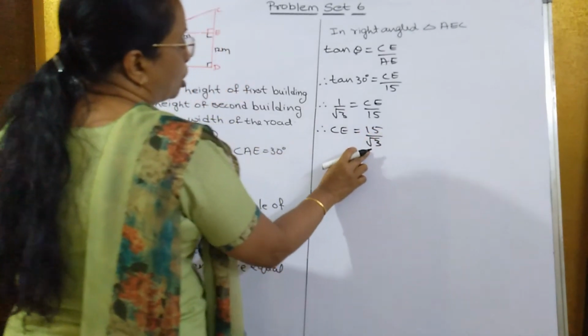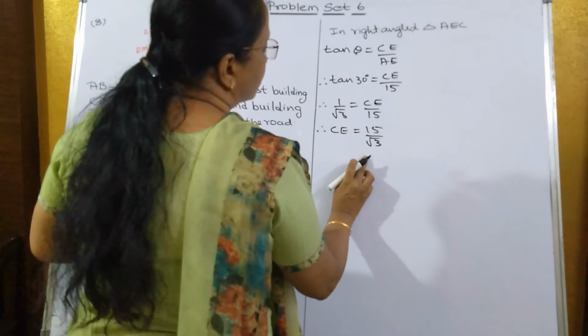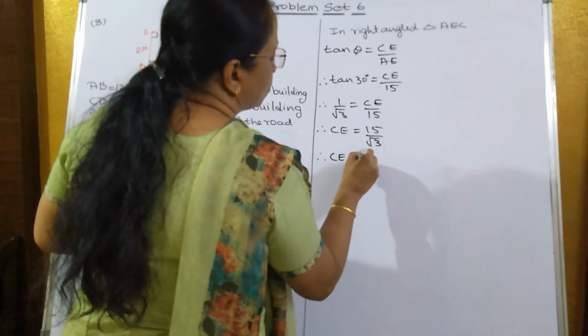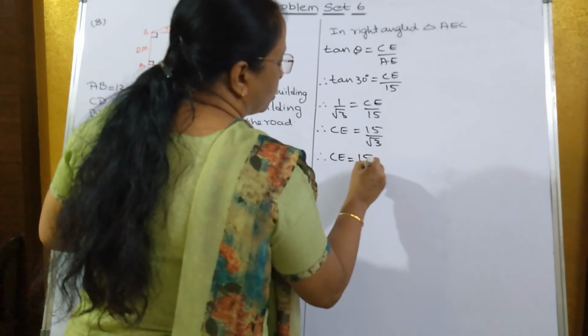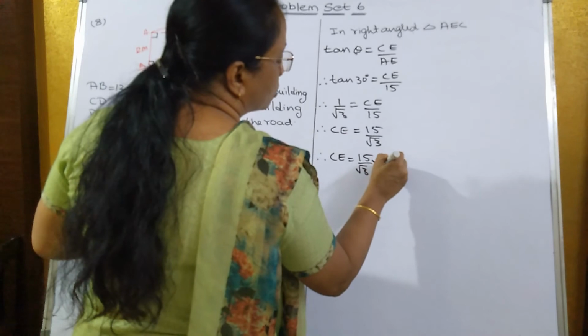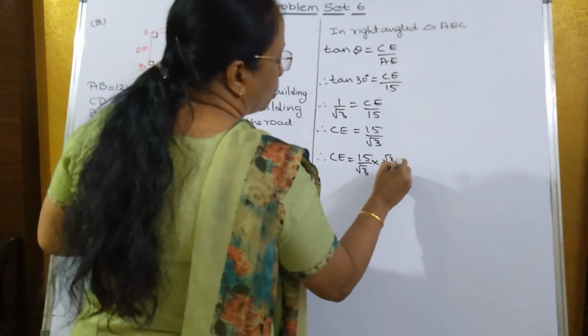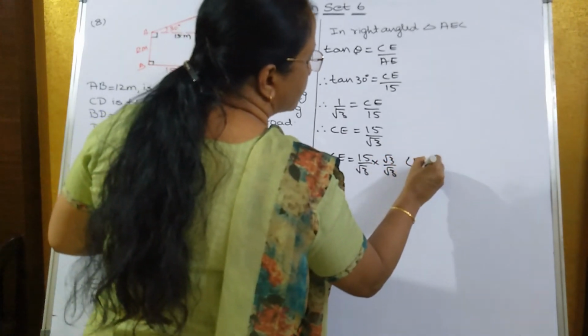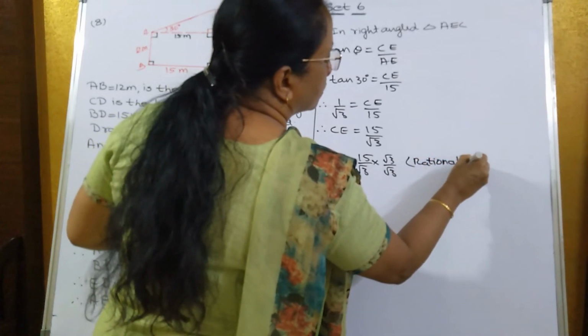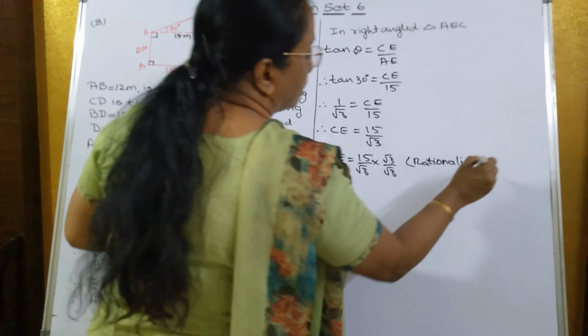Since in the denominator we are having a root, we have to rationalize the denominator. So CE is equal to 15 upon root 3, and multiply and divide by root 3. So root 3 upon root 3, rationalizing the denominator.